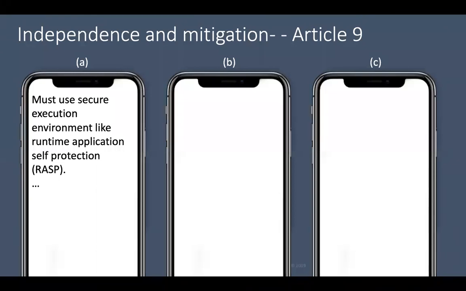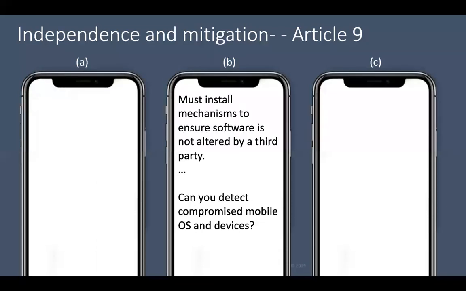So it's pretty scary. So you must secure an execution environment like runtime application self-protection. This is your app shielding. Our SDK does this as well because we're detecting the real-time attacks and the compromises. So you must use something like this in Article 9, Section A. You can take a look at that. And then you must install mechanisms to ensure that the software is not altered by a third party.